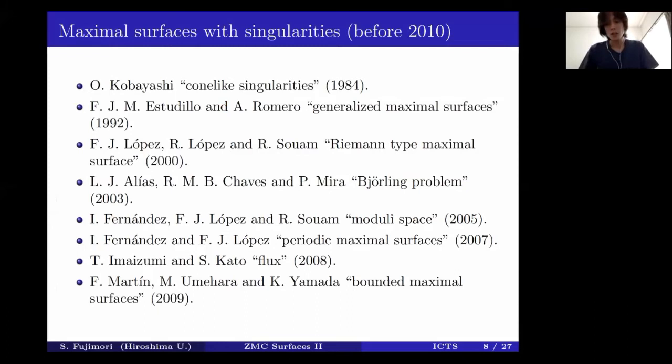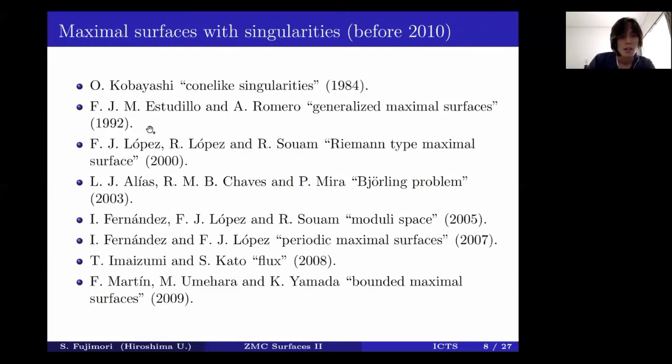And so, as I mentioned, a complete maximal surface is a space-like plane. So it is natural to think about maximal surfaces with singularities. And as I know, there are some important results for maximal surfaces with singularities before 2010. For example, Osamu Kobayashi considers cone-like singularities, and Estudillo and Romero give a notion of generalized maximal surface, which is a maximal surface with singularities. They allow some curves of singularities and or isolated singularities.